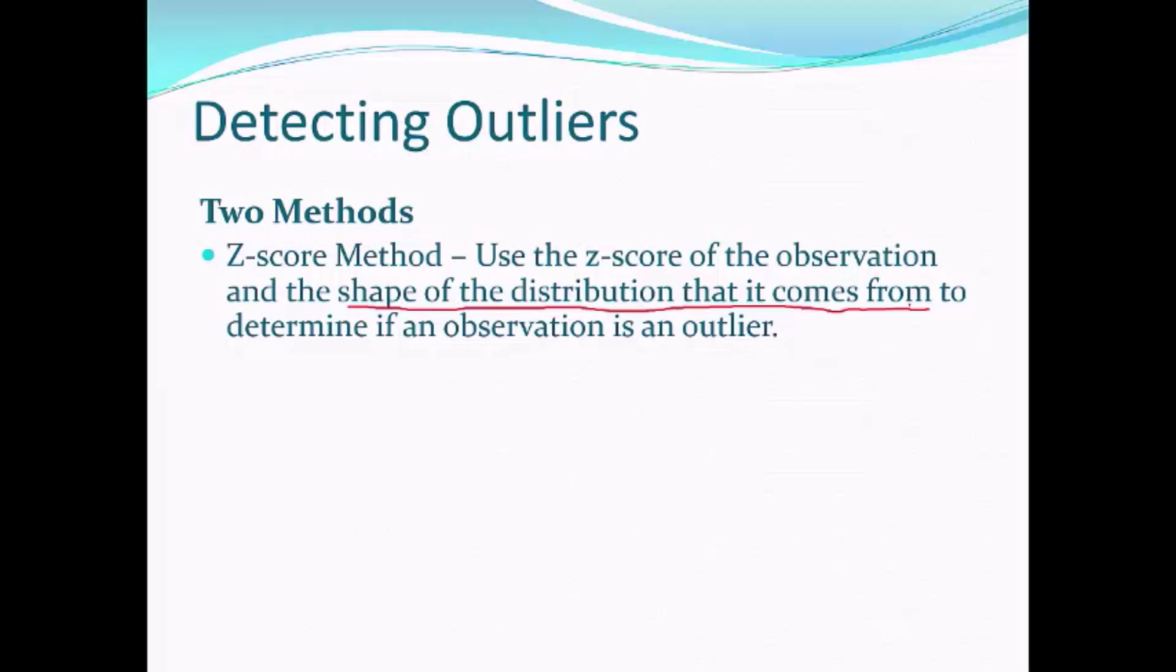Because mu plus or minus sigma, we saw a little while ago, could be the z-score plus or minus 1. Then you move out to plus or minus 2, plus or minus 3. So if I tell you that you have a z-score of 4, that's going to be an outlier. And I'll give you some examples in just a second. So that's the z-score method.